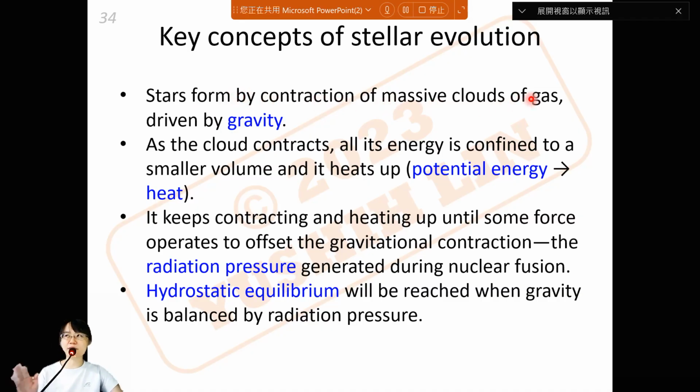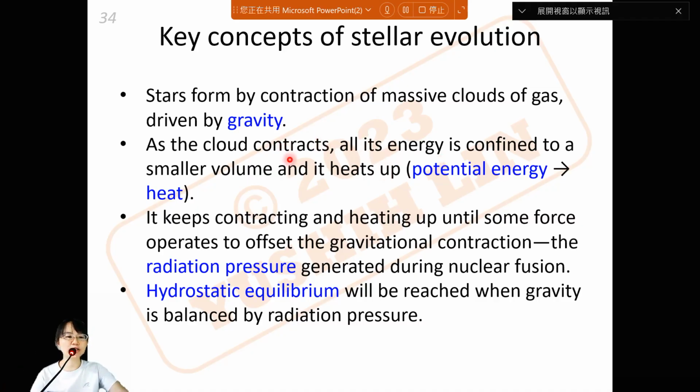We know stars are made of gas, basically. This gas was driven by gravity, because we know gravity is everywhere. Mass and distance are the key parameters determining the force of gravity. And as the cloud contracts, all its energy is confined to a smaller volume, and it heats up. You can imagine that it's a little bit like the conversion of the potential energy of water at a higher level. When it goes down, it converts its potential energy to kinetic energy, and this usually leads to heat.